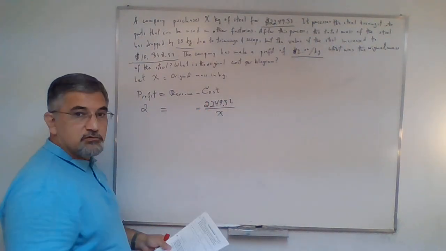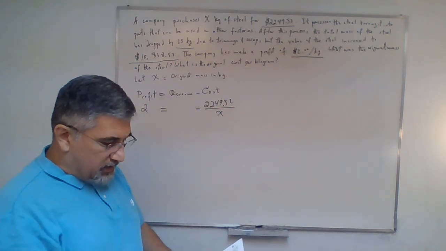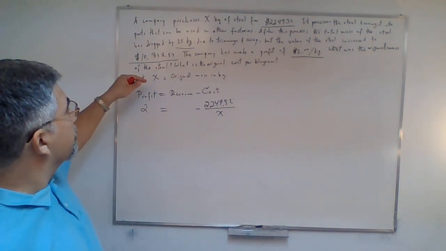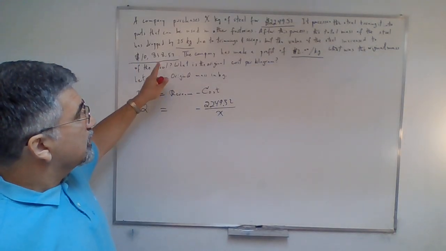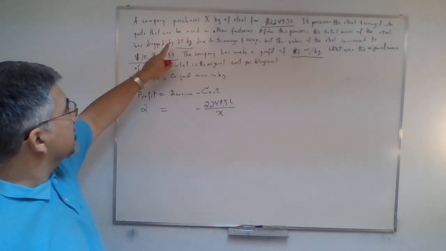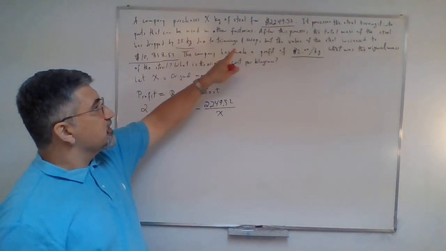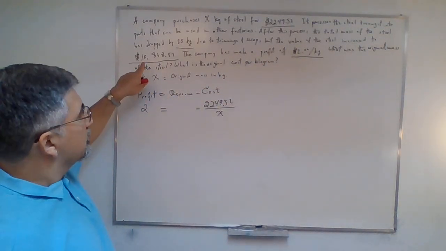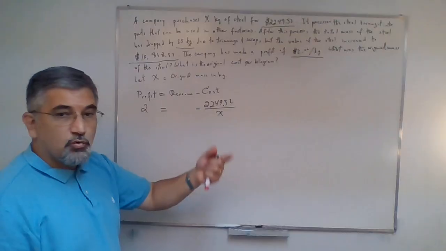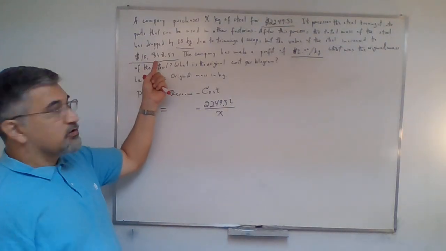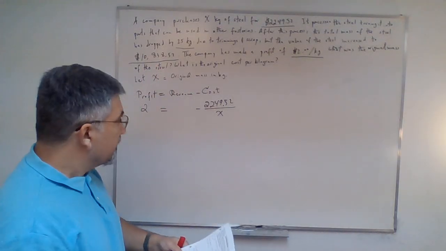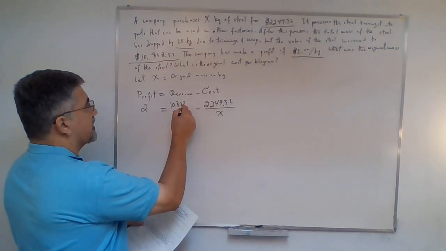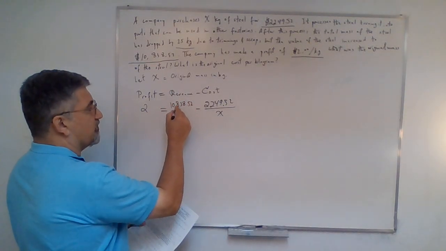And now all we need to find is the revenue. Now, they apparently sold the steel. It says the total mass of the steel has dropped by 25 kilograms due to trimmings, but the value of the steel increased to $10,000. So that means that they sold it for $10,838.52.